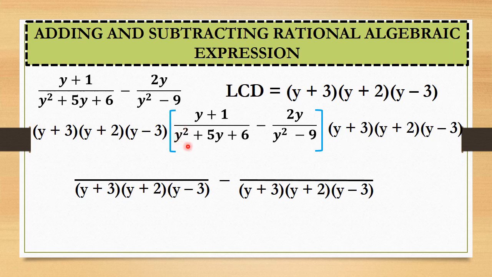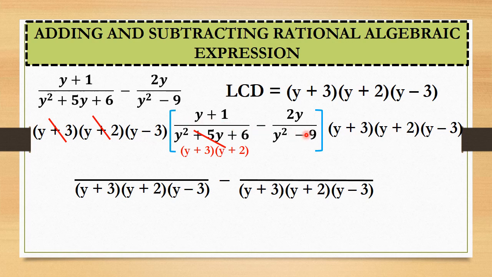So, remember na yung factor ng y squared plus 5y plus 6 is y plus 3 times y plus 2. Okay. So, to multiply the LCD by the rational algebraic expression, cancel natin yung ating common factor. So, cancel y plus 3 and y plus 2 kasi factor din yan ng y squared plus 5y plus 6. And makakancel din tong y squared plus 5y plus 6. Okay, so ang matitira na lamang sa left side ng ating expression ay y minus 3 times y plus 1.